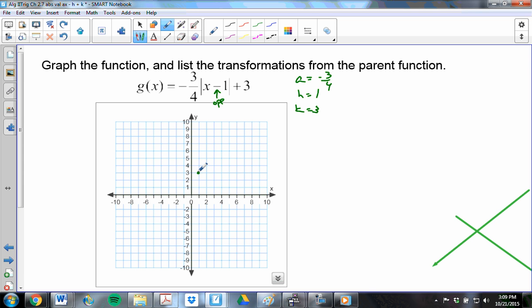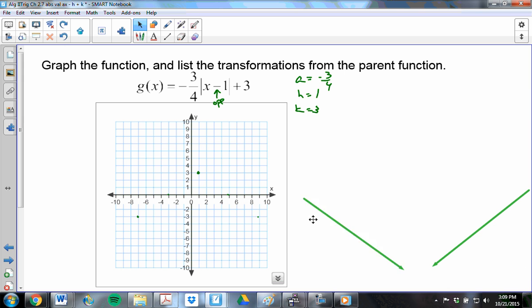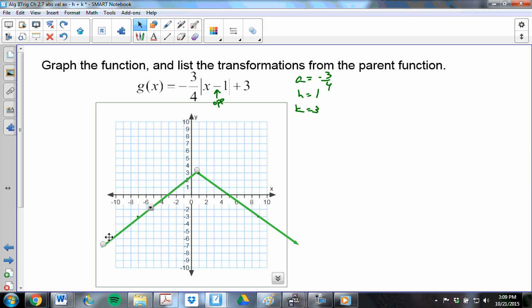1, 2, 3, 1, 2, 3, 4. And it should actually just kind of work. There's one. There's the other. Beautiful. Let's just pull you up a little bit.